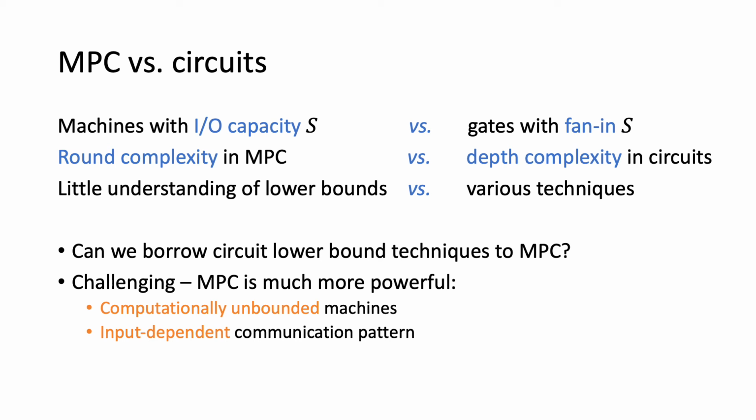However, this seems to be a very challenging task, because MPC is actually a much more powerful model than circuits, mainly in the following two ways. First, as we mentioned earlier, in MPC, there is no restriction on the computational power of the machines. However, in circuit complexity, we usually work with extremely simple gates, such as AND or NOT. Second, and perhaps more importantly, in MPC, the communication pattern is input dependent. This means which machines send messages to which can be different for different inputs. On the other hand, in circuits, the wires connecting the gates are fixed for all inputs.